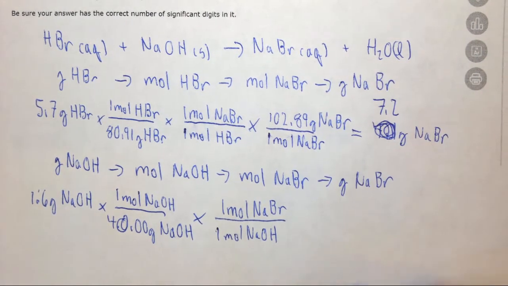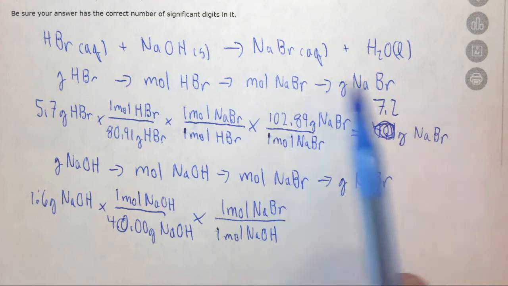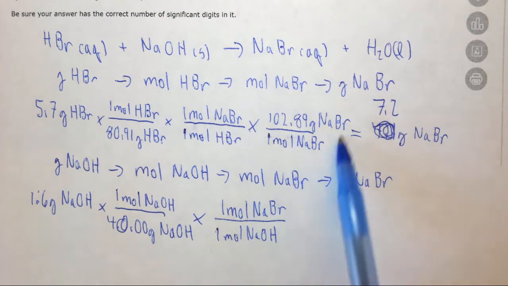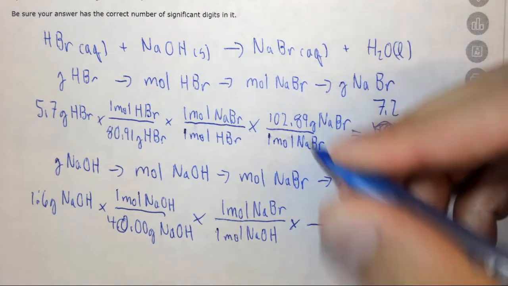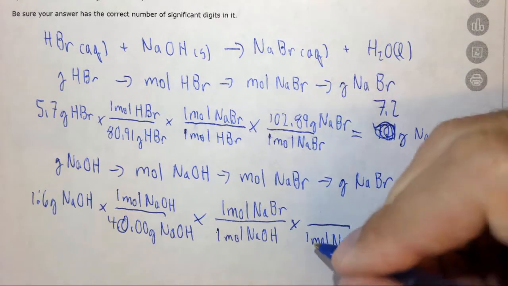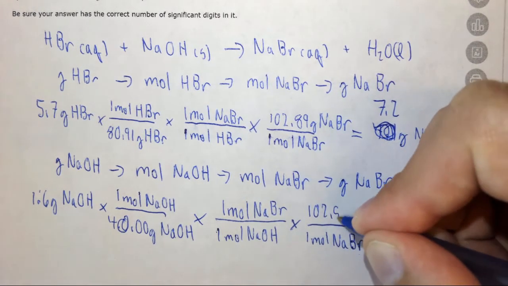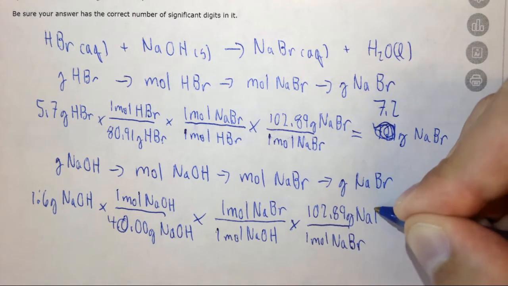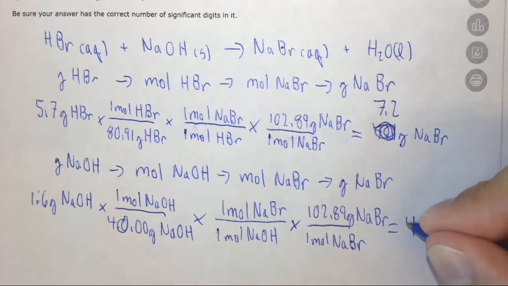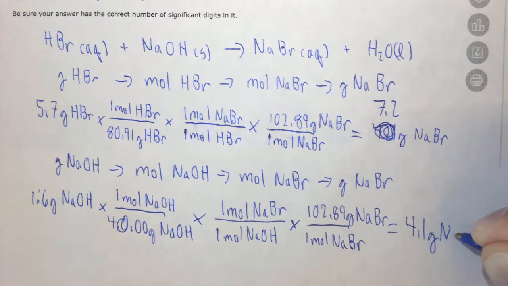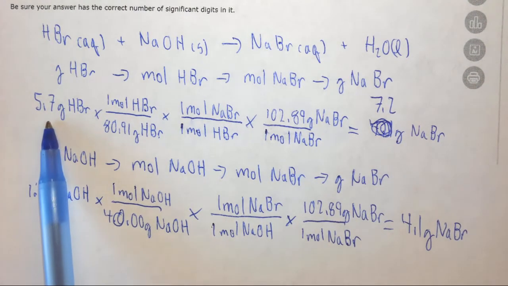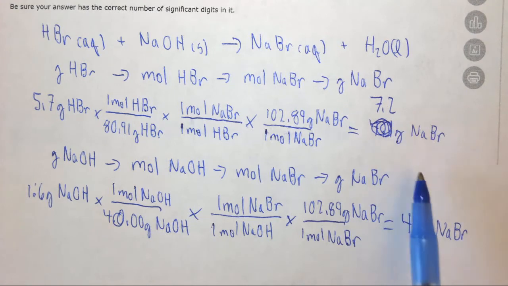And as you may have heard me say before, the last step is the same. Moles of NaBr to grams of NaBr. So said another way, you can use the same equation in dimensional analysis. So 1 mole NaBr on the bottom, and the molar mass of NaBr, 102.89 grams of NaBr on the top. When you do all that math, in this case, you get 4.1 grams of NaBr. So, if we react all 5.7 grams of HBr, we'll make 7.2 grams of NaBr.